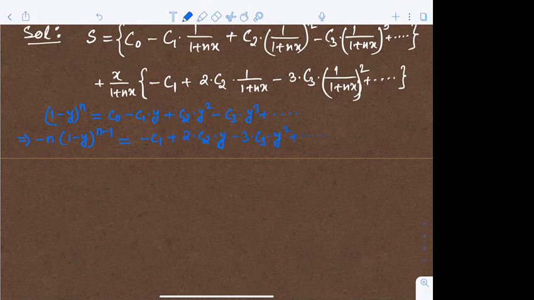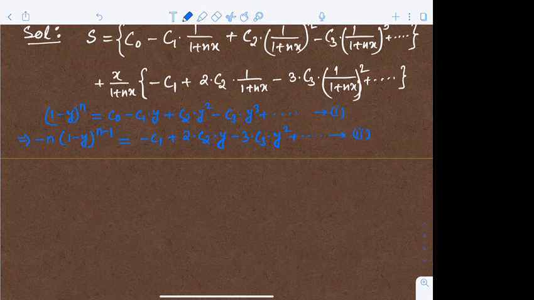So if you see the second part that is here, that is minus C1 plus 2C2 into 1 by (1 plus nx) and so on. So that thing is actually the expression for the derivative one. Okay, so now we are going to use this first result in the first bracket and the second result in the second bracket. If I use that, what am I going to get?